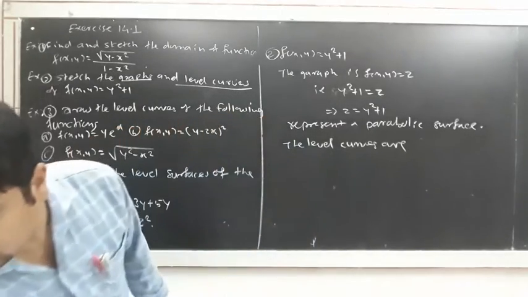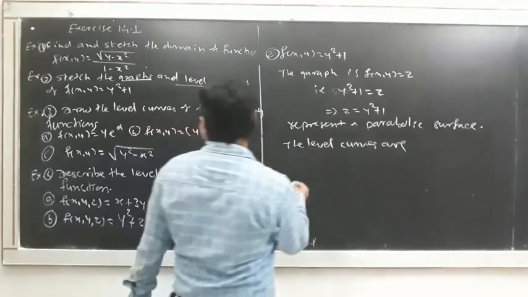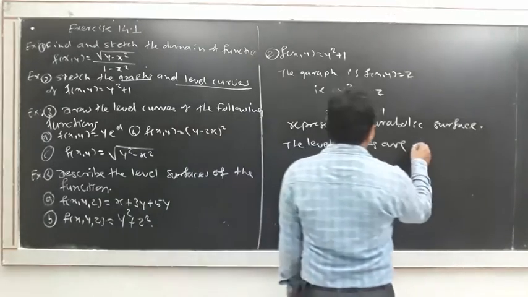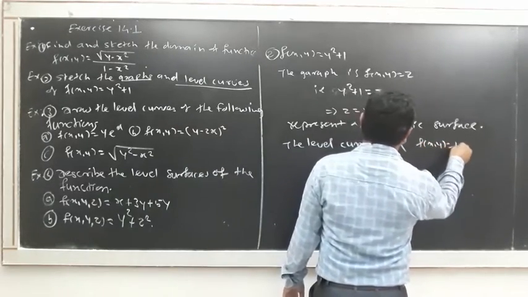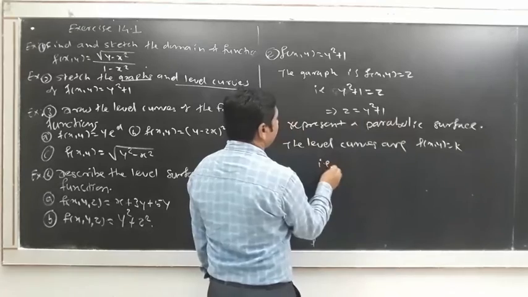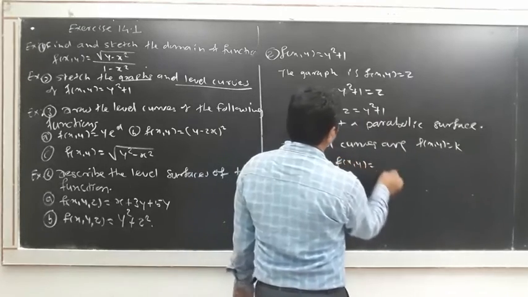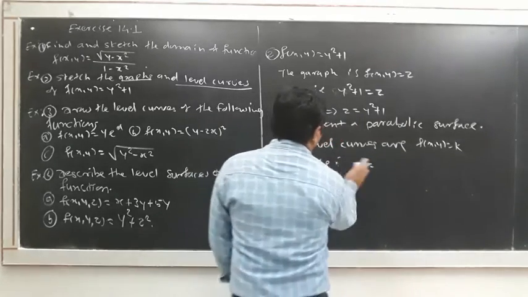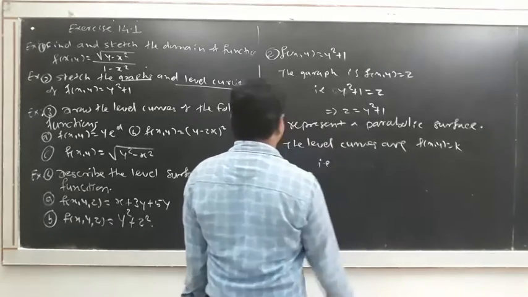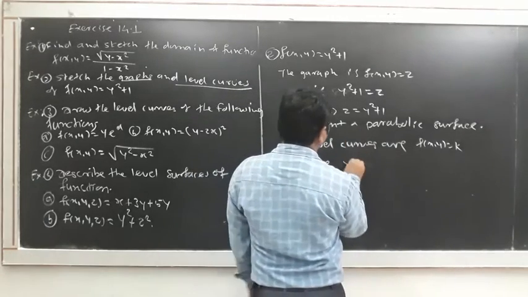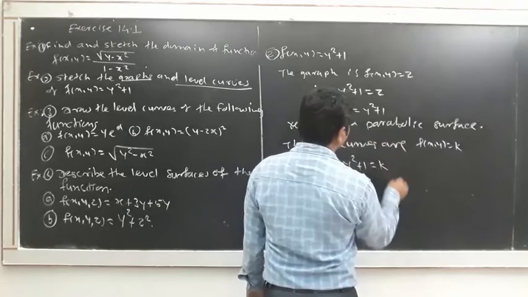Level curves. How do we draw the level curves? Level curves: f(x, y) is equal to k. That means f(x, y) is equal to k. Our f(x, y) is y squared plus 1, and it is equal to k.